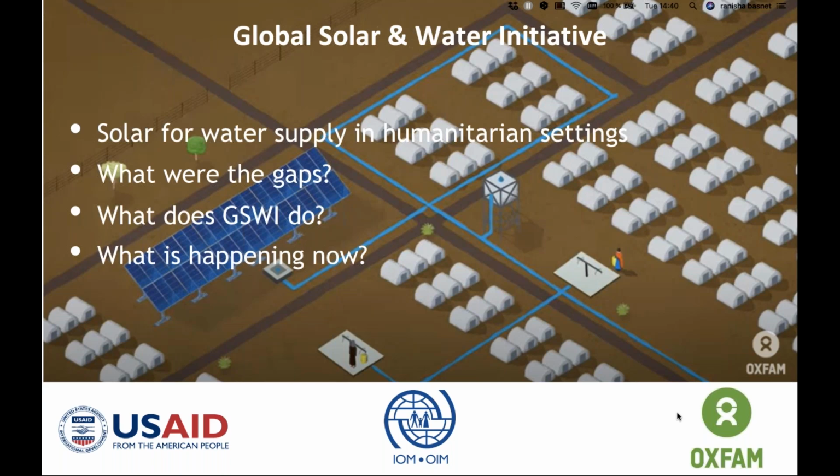But there were factors that were hampering wider scale-up across different regions in the world. And so the Global Solar and Water Initiative was formed to address these gaps. We were funded by ECHO for the first 2 years. And then OFDA/USAID funded us for another 2 years. And we are in the current phase that is funded by OFDA.